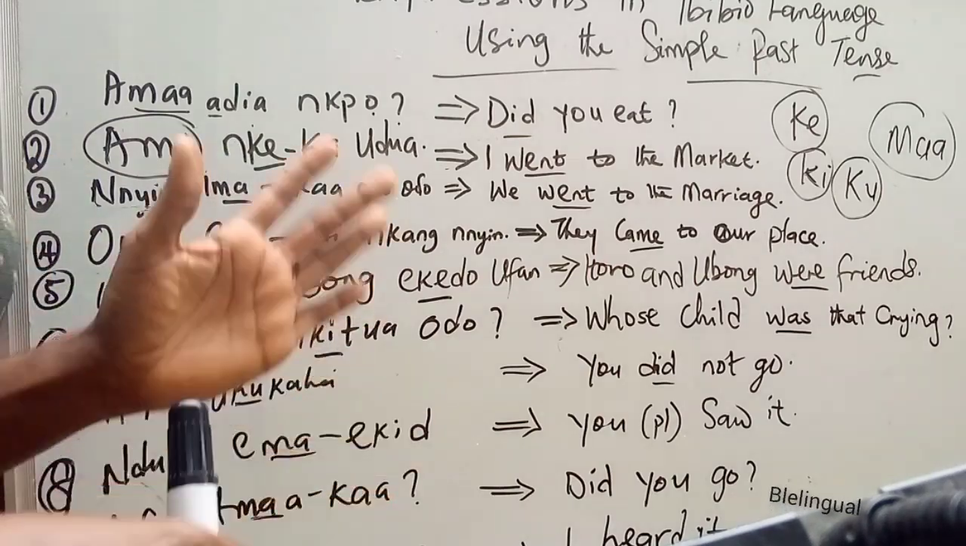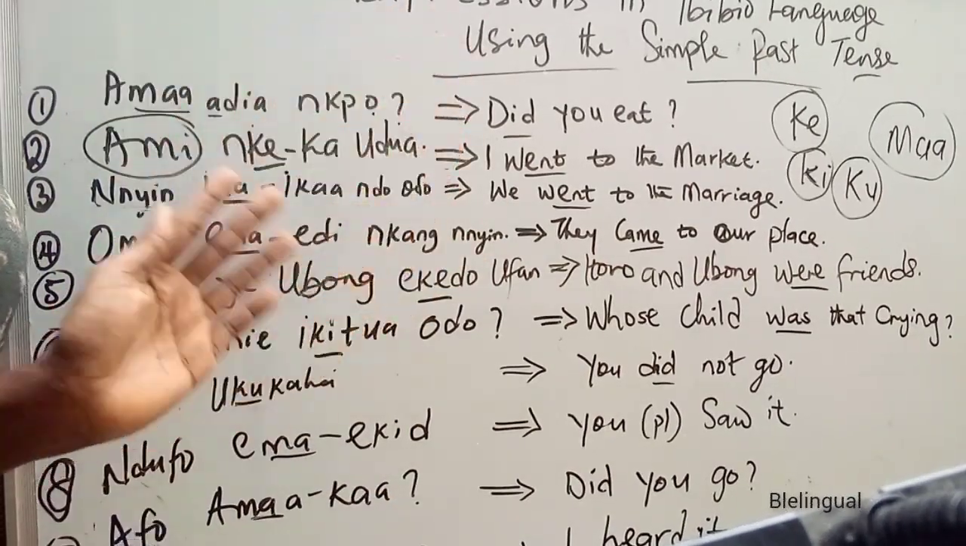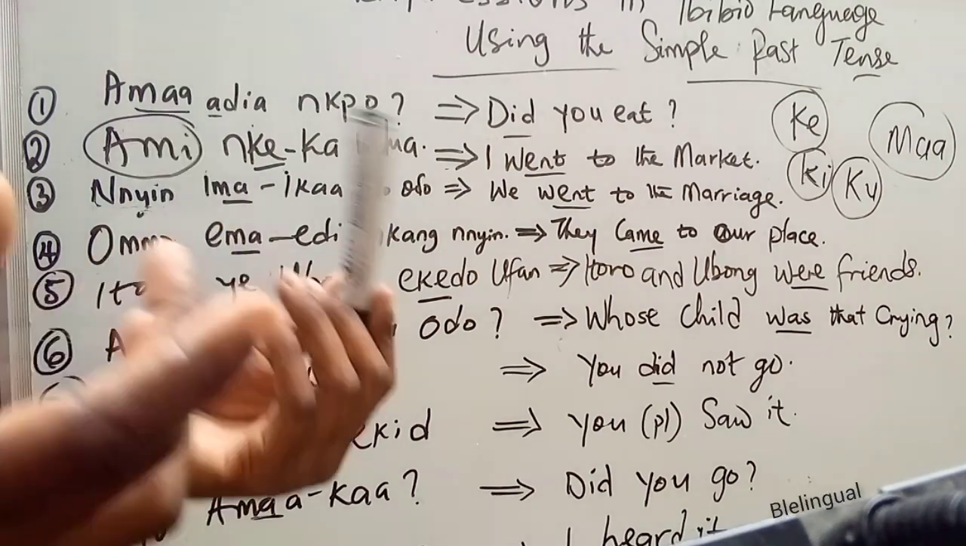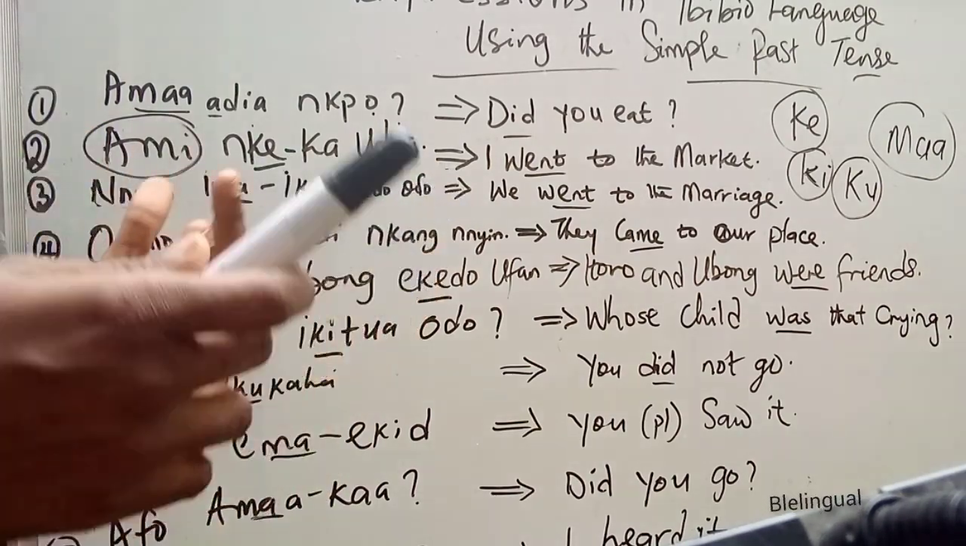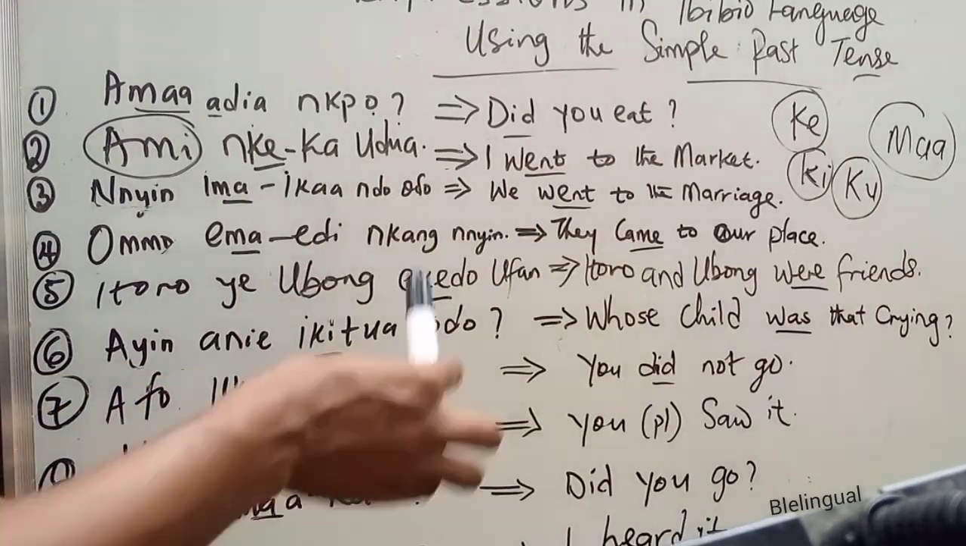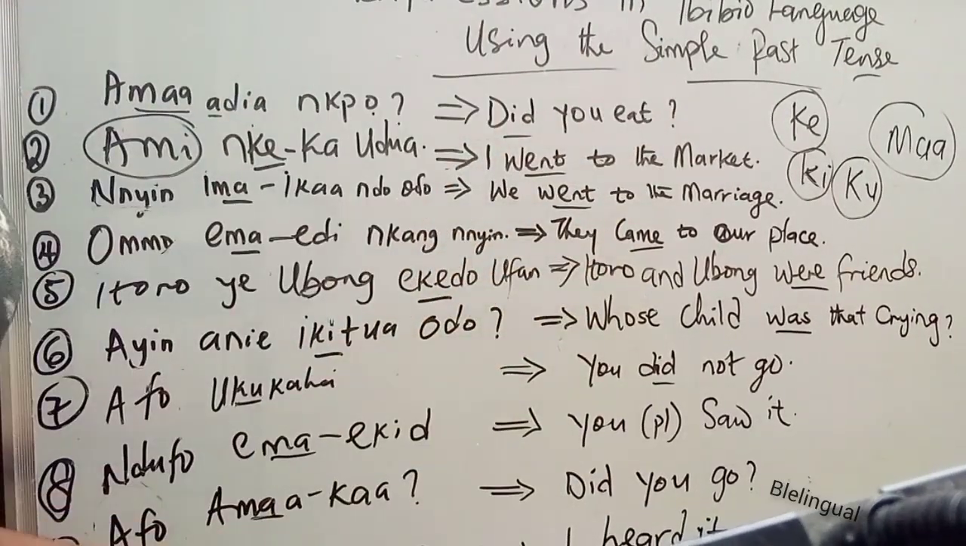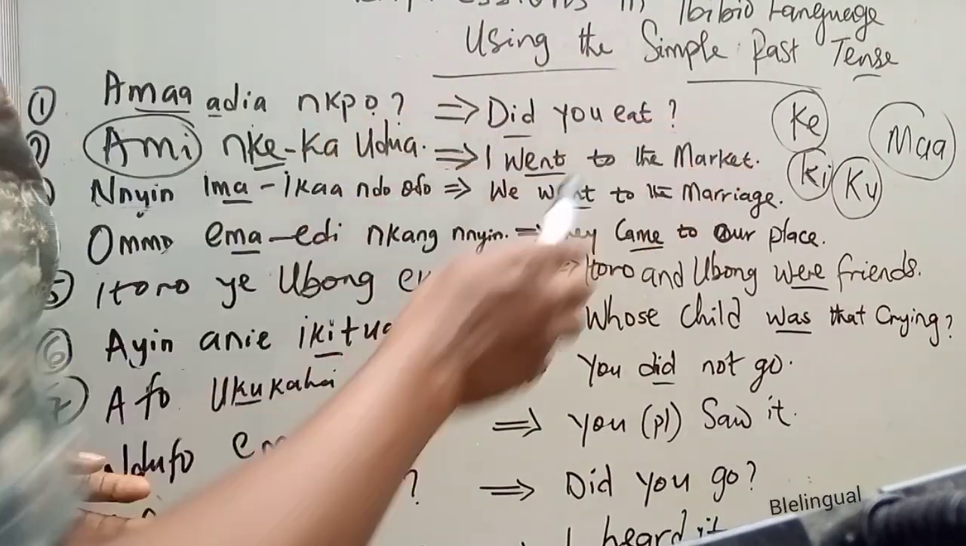But you can still use this expression just the way it is on the board and it won't be a problem. Ame nkeka udwa. So I can say nkeka udwa. That means I went to the market. I went to the market.